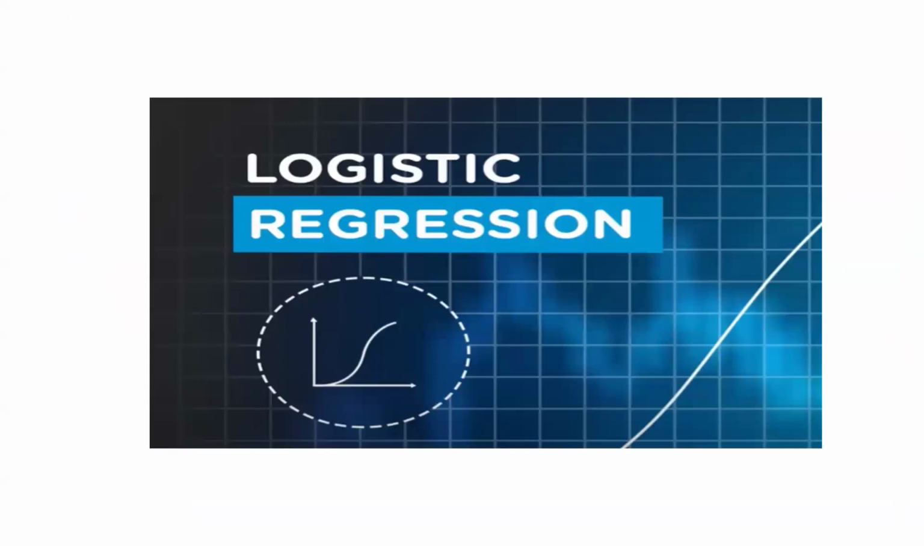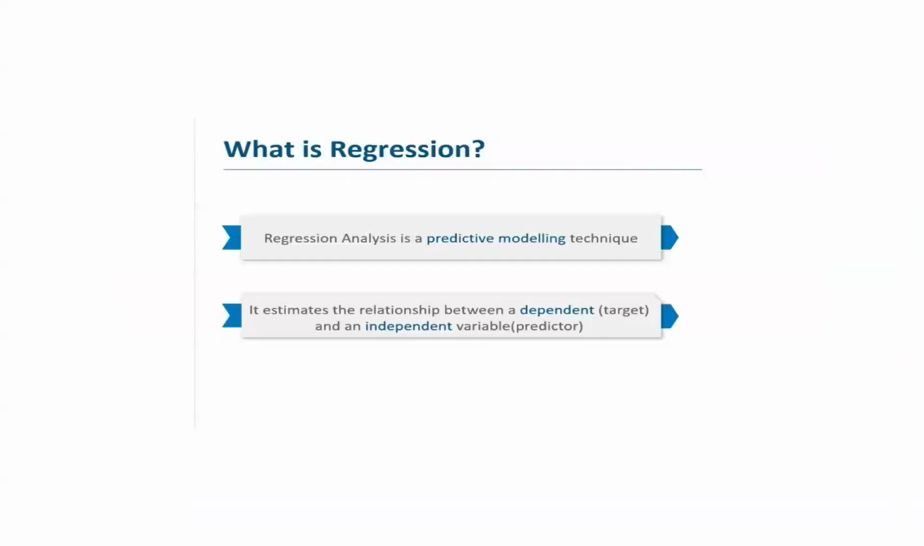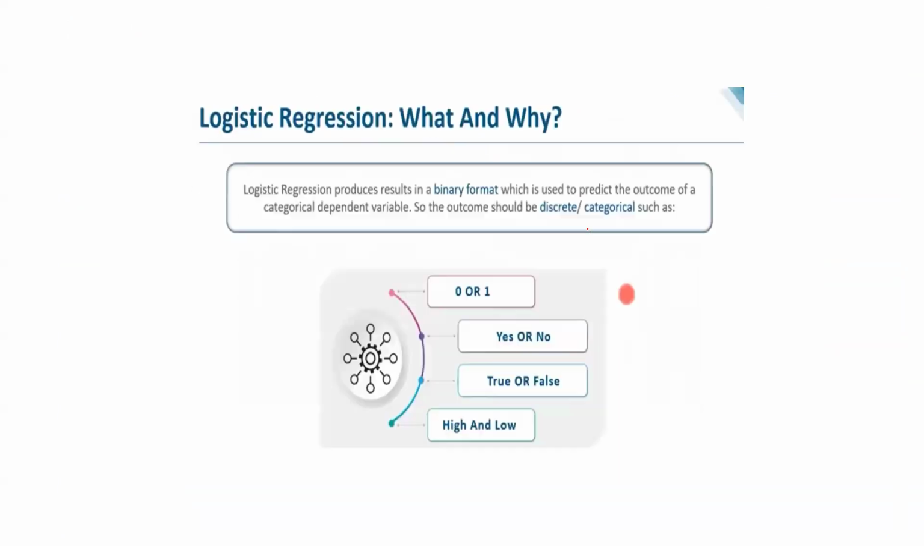So as a name, this regression is not a new word to you. Why? Because we already discussed in unit 3 what is regression, regression analysis, and different types of regressions. Now, what is regression? We already discussed regression analysis is a predictive modeling technique, and it estimates the relationship between the dependent and an independent variable, that is target and the predictor. This is all we discussed in linear regression.